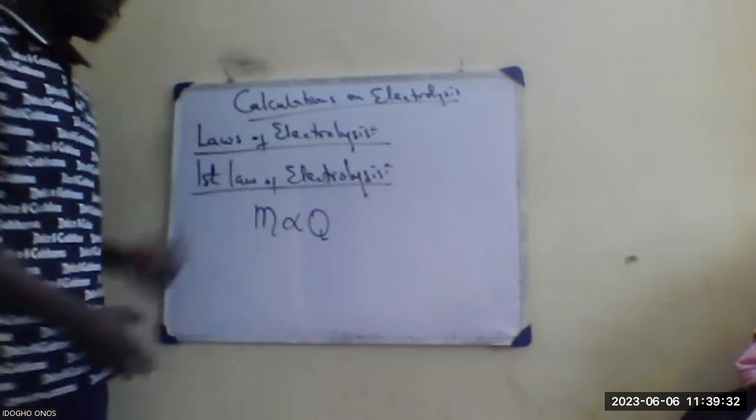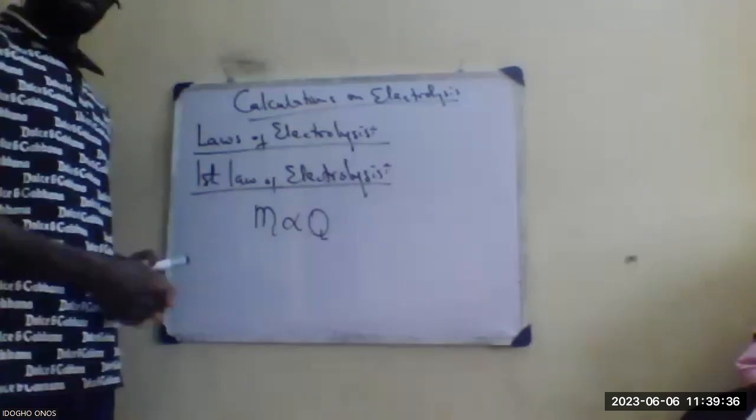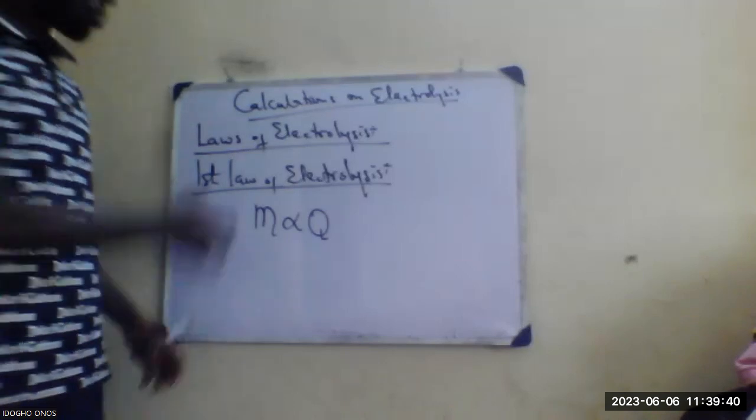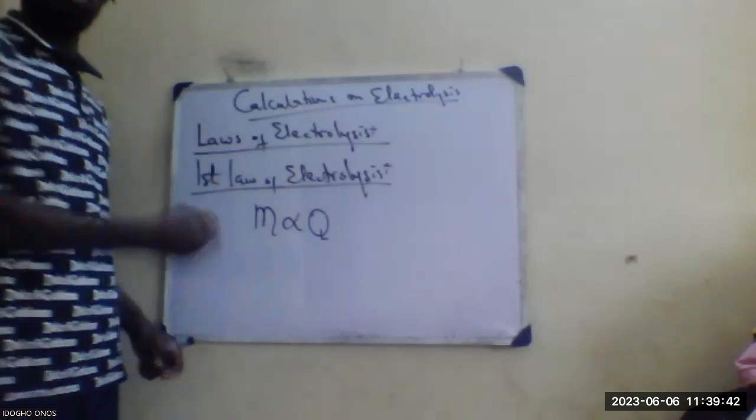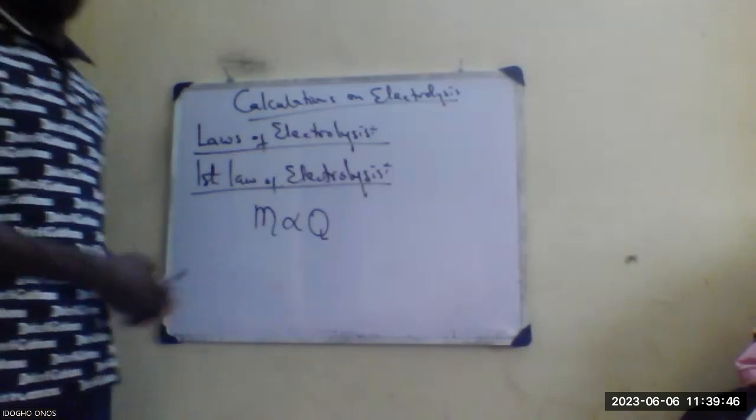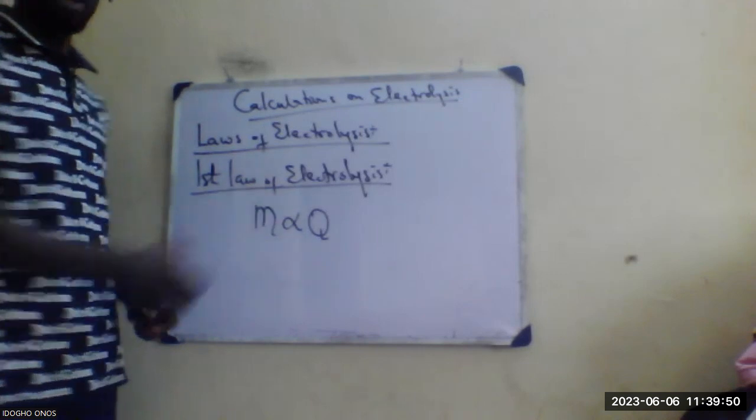So what that simply means is this. If the quantity of electricity that is passing through the electrolyte is I, the mass of the substance that we deposited will also be I. What you put in is what you get in return. That is for the first law of electrolysis.